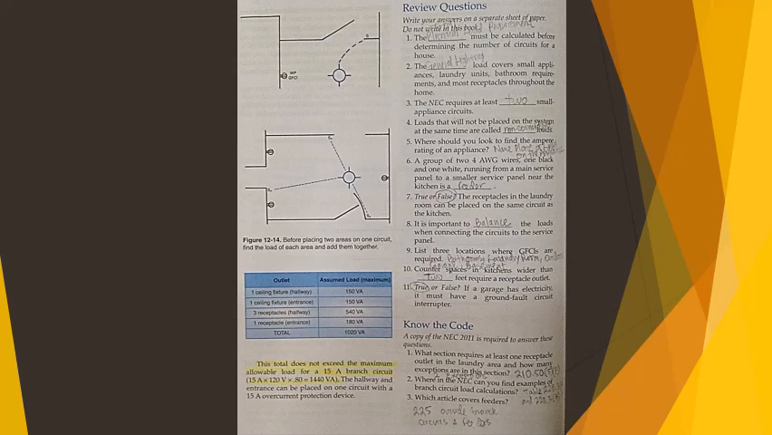Figure 12-14 shows a typical entrance and hallway. We shall see if fixtures and receptacles for these areas can be placed on a single 15 amp branch circuit. The following outlets and fixtures are needed. This total does not exceed the maximum allowable load for a 15 amp branch circuit. 15 amps times 120 volts times 0.80 equals 1440 VA. The hallway and the entrance can be placed on the circuit with a 15 amp overcurrent protection device.